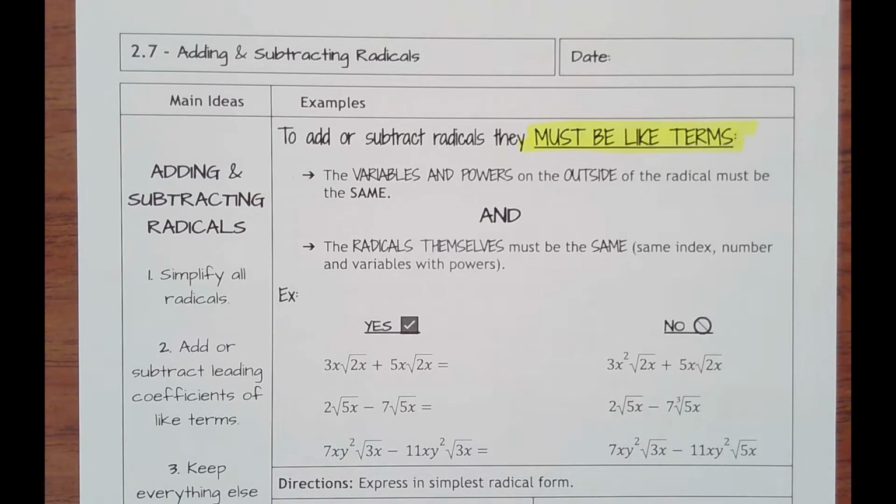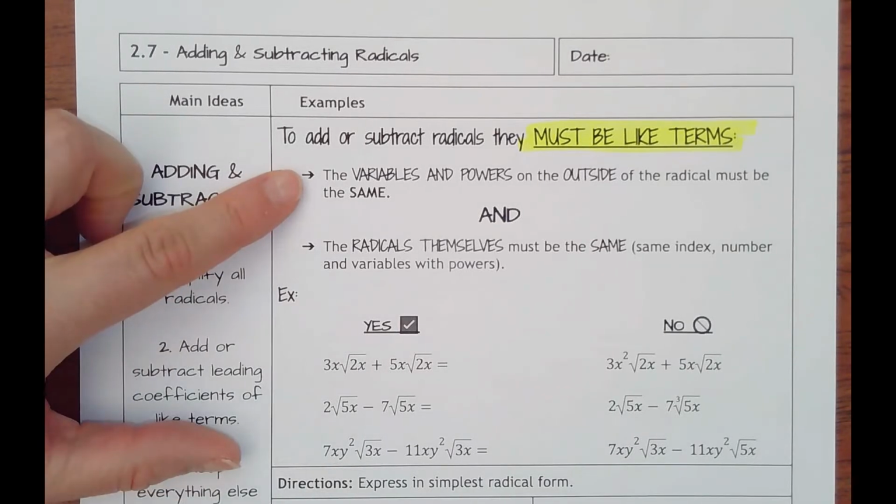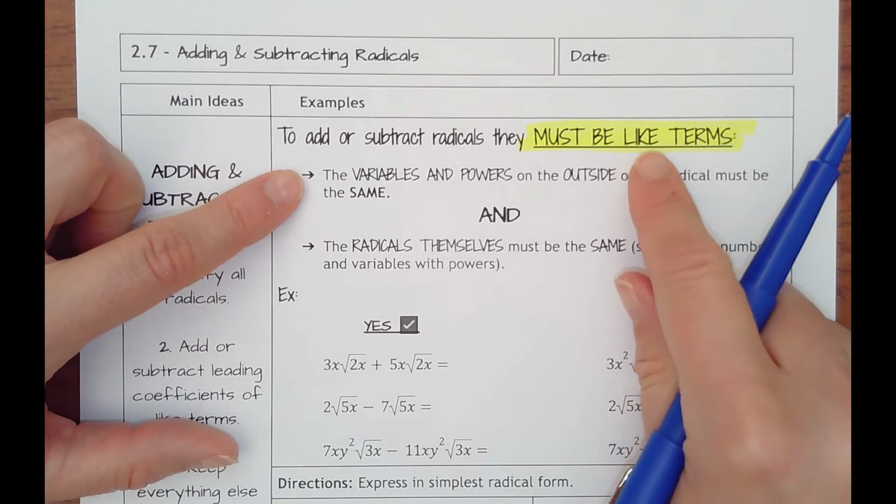Lesson 2.7, adding and subtracting radicals. We talked about multiplying them. Now let's see what happens when we add and subtract. They have to be like terms. This is very, very important.